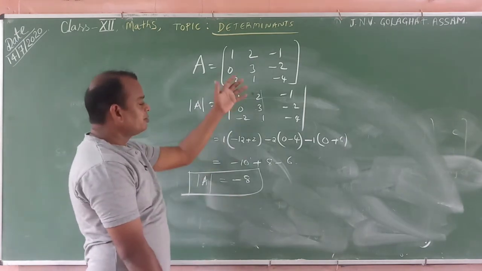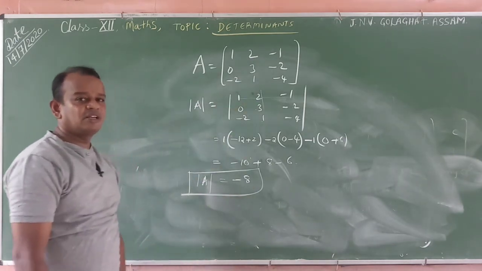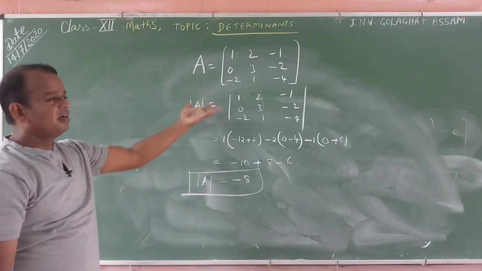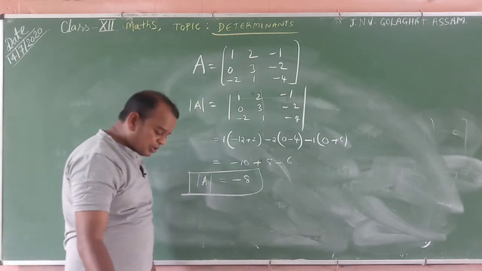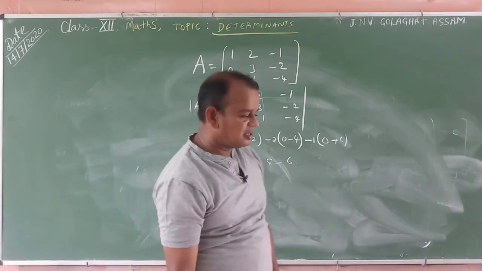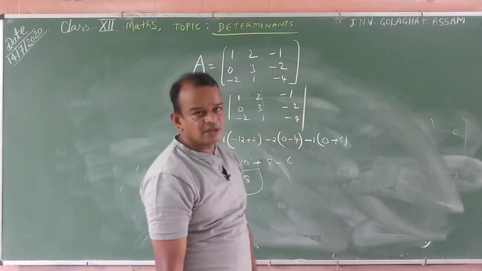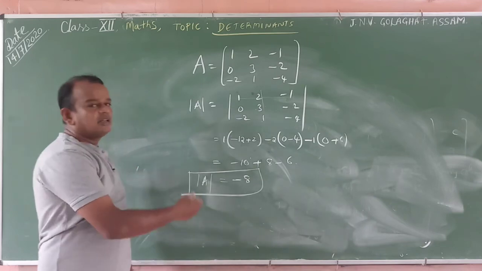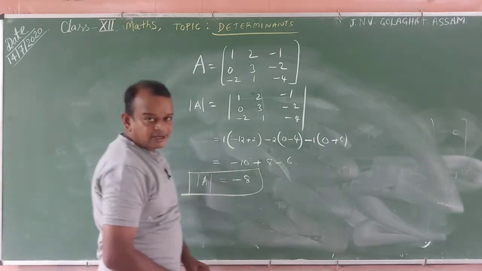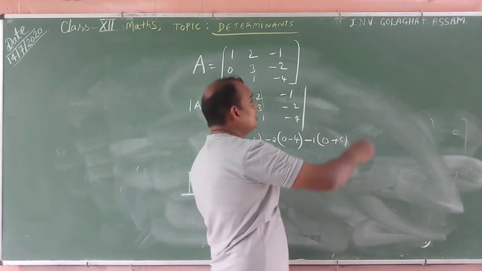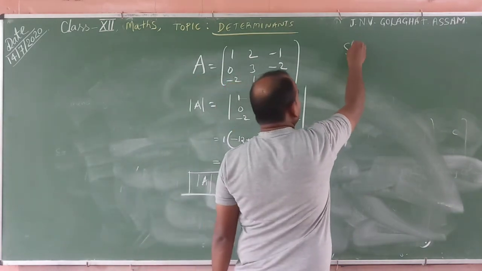We can find the determinant of a matrix by using this method. Very easy method. Now in the determinants we will complete the first exercise. What is that? Find the determinant of the 2 by 2 matrix and the determinant of the 3 by 3 matrix. Next we will discuss the singular matrix.